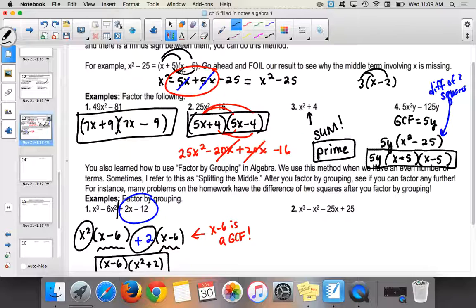So we're going to do our factor by grouping. But once we do our factor by grouping, maybe it goes further. So we're going to look and see if it goes further. All right, so here we go.